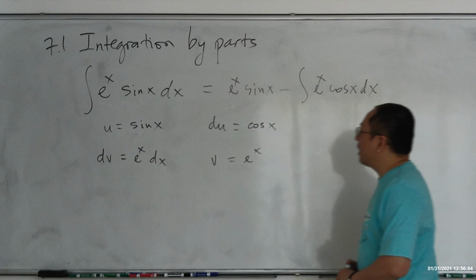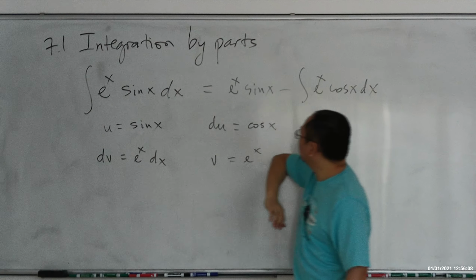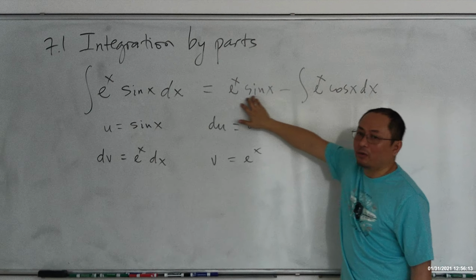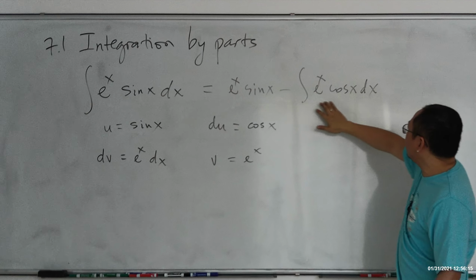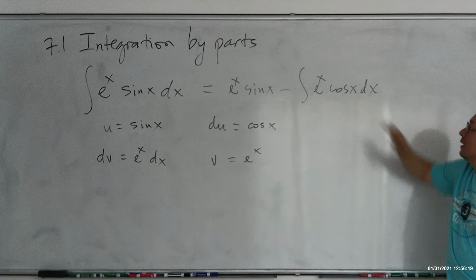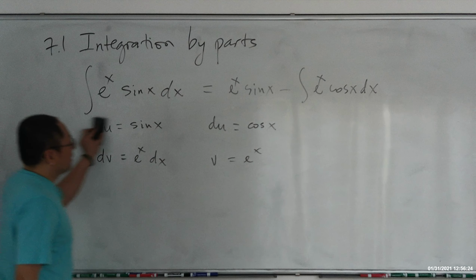So, what do we have in here? We have an integral of e to the x and sine. We come up with something minus the integral of e to the x cosine. It seems like we're not going anywhere, but watch me try integration by parts one more time. See what you get.